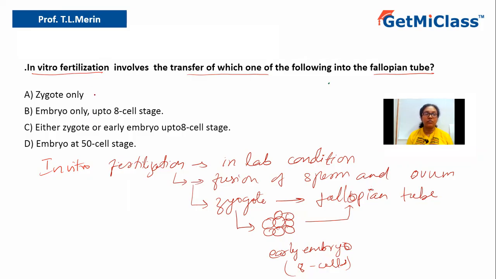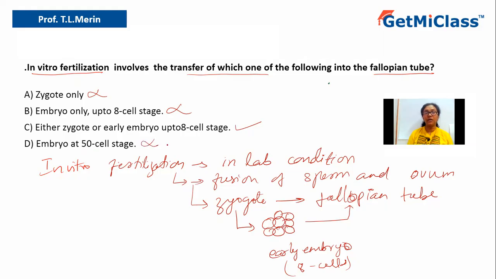Option A says zygote only. It is not only zygote, because we have already mentioned either zygote or early embryo stage. Option B says embryo only up to 8 stage. No. Option C says either zygote or early embryo stage. Yes, that is the correct answer as we have discussed. Either zygote or early embryo stage. Then option D says embryo at 50-cell stage.